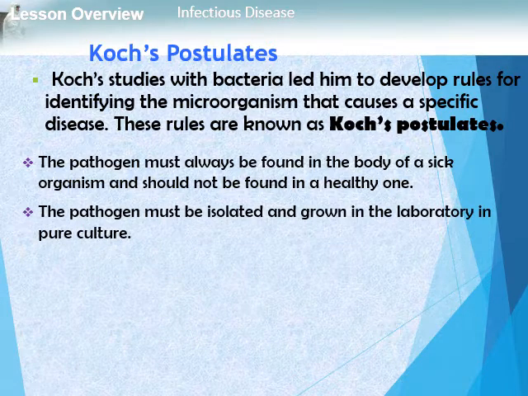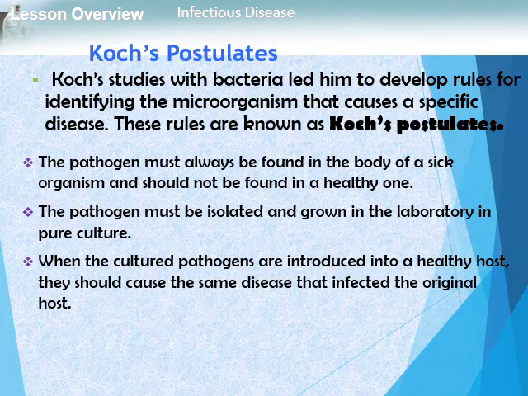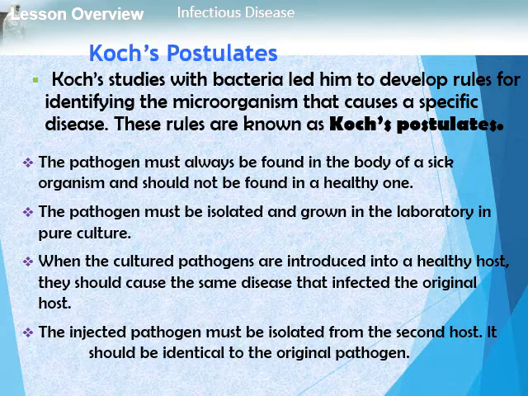Rule number 2. The pathogen must be isolated and grown in the laboratory in pure culture. And number 3. When the cultured pathogens are introduced into a healthy host, they should cause the same disease that infected the original host. And finally, the injected pathogen must be isolated from the second host, and it should be identical to the original pathogen.